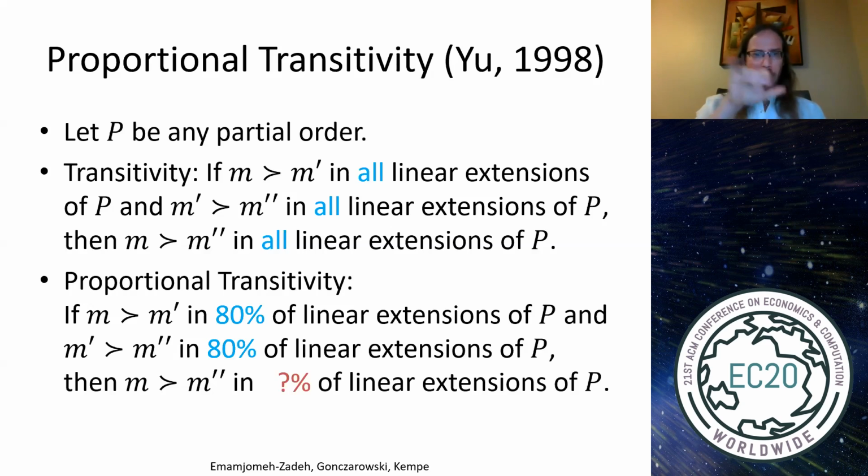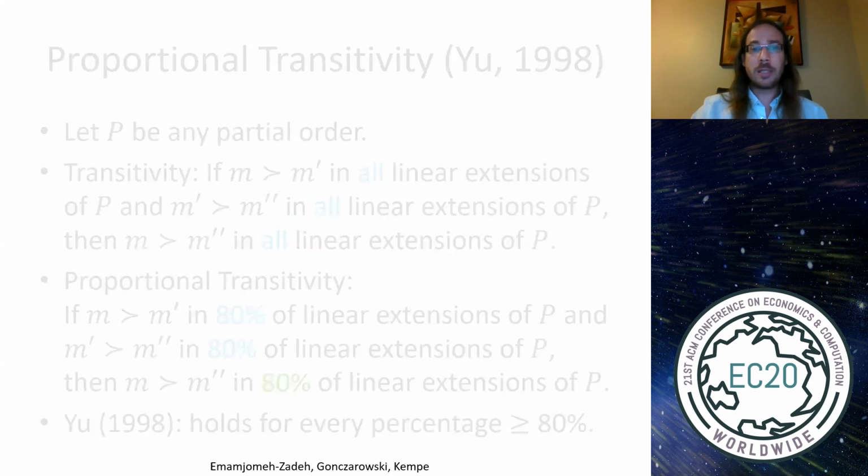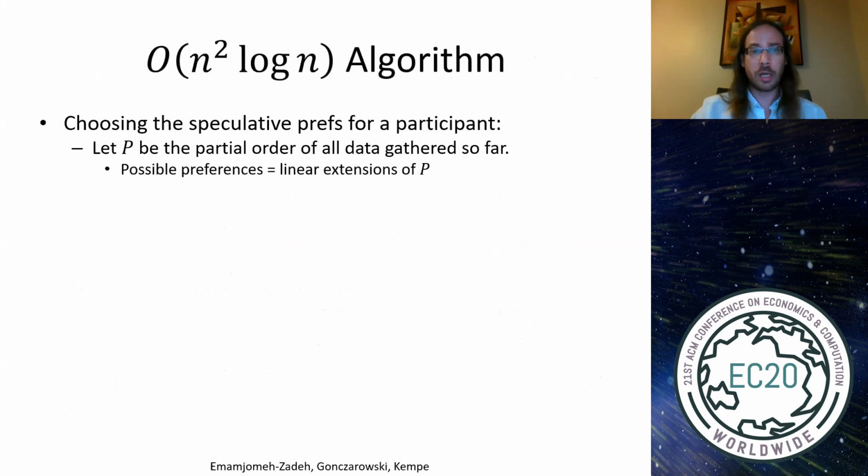So thinking about 80 and 80, let's have them overlap the least. You maybe would say 60%. The miraculous thing here is that actually 80% holds as well, and that's the very beautiful proportional transitivity theorem, which says that you can actually replace these three 80s consistently with any percentage higher than 80. You can have 90, 90, 90. You can have 100, 100, 100, but that's of course less interesting because that's normal transitivity. So let's use that to construct our n squared log n algorithm.